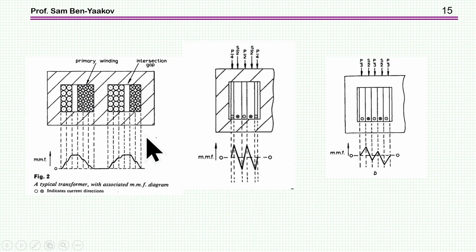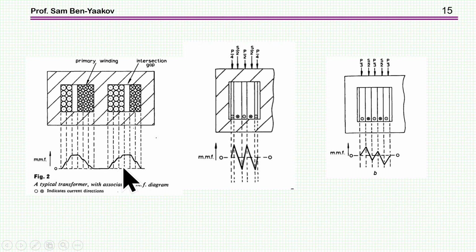In the original paper, Dowell actually showed a number of cross sections just to explain the concept. Here I have the primary, and this is the secondary, primary, secondary. And we see here that the magnetic field is going up, and then it's going down. Here we have an interleaved case in which we have primary, secondary, primary, secondary. So we're going up and then down, up and down. And here it's also interleaved, but it's not symmetrical, and this is why the field is not symmetrical. So this will be the field within the window where the wires are.